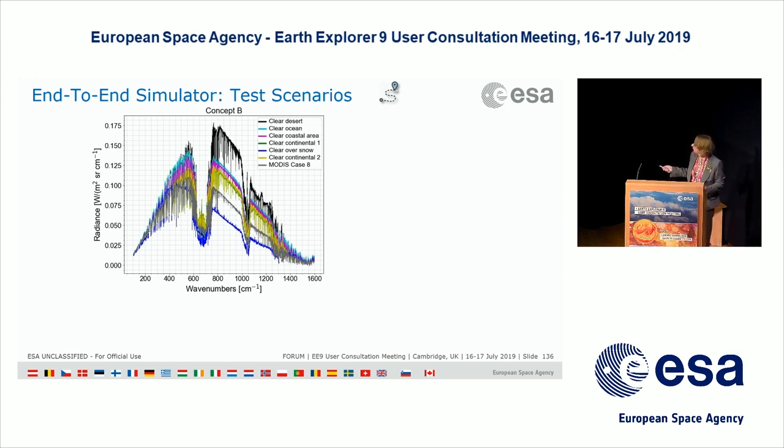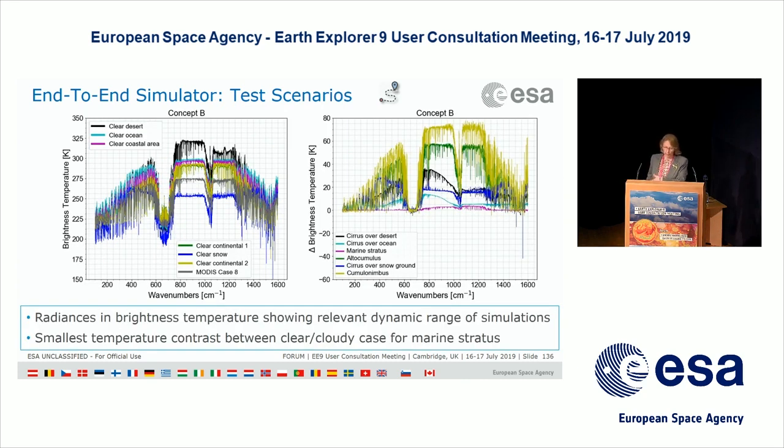And if you convert that into brightness temperatures, then again here you have the clear cases, but then here on the right we show the difference in the brightness temperature between clear and cloudy. And so you have the range here from one cloud where you have very little difference, which is the marine stratus, and then very large difference for a really thick cumulonimbus cloud. And here on the left-hand side you can also see the whole range of temperatures that you encounter, lower than 200 and higher than 300 Kelvin.